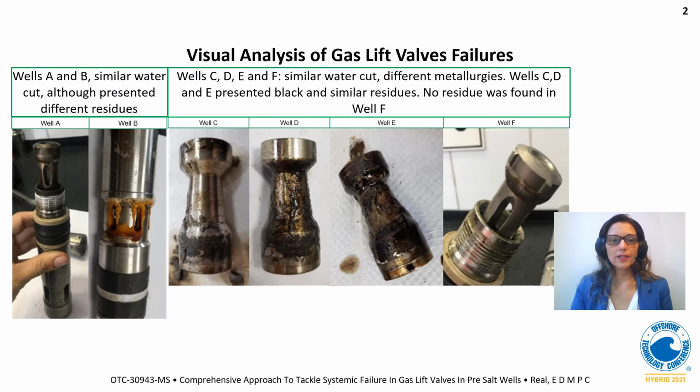For this work, we analyzed six gas lift valves, as you can see in those pictures. All of them were removed from the Santos Basin's pre-salt wells after failure. All six wells are natural flowing wells and produce an average of 70,000 barrels per day.